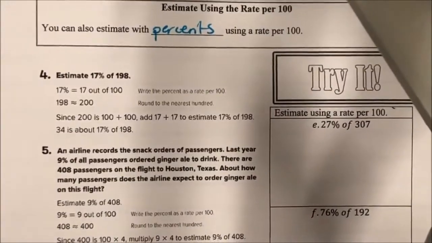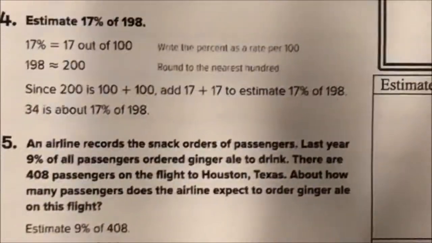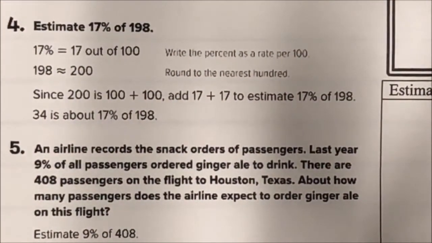Example number 4 says estimate 17% of 198. 17% equals 17 out of 100. 198 is approximately 200. Since 200 is 100 plus 100, we can add 17 plus 17 to estimate 17% of 198. 34 is about 17% of 198. Okay?